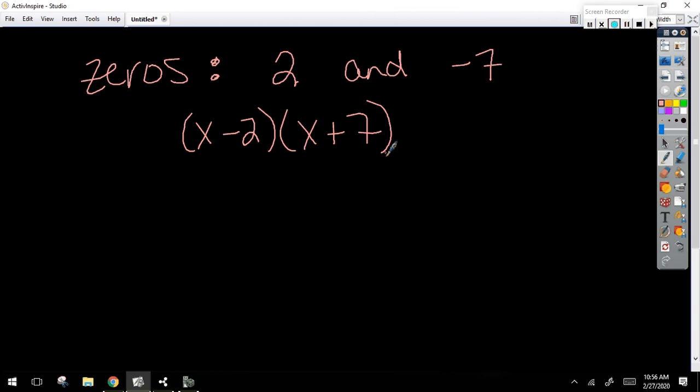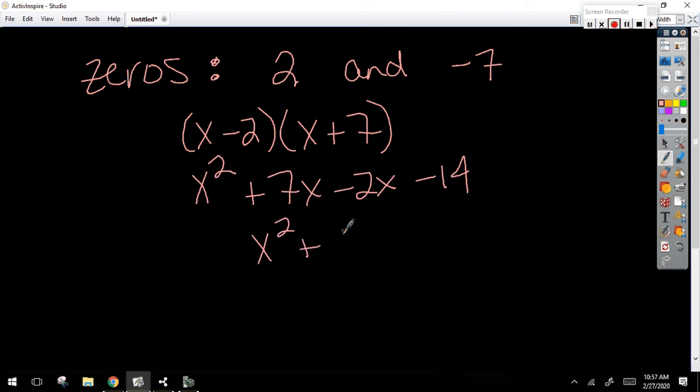Write it in standard form. Oh, really? What does standard form mean? ax squared plus bx plus c. How do I get this in standard form? Alright, that's enough. Easy? Yep.